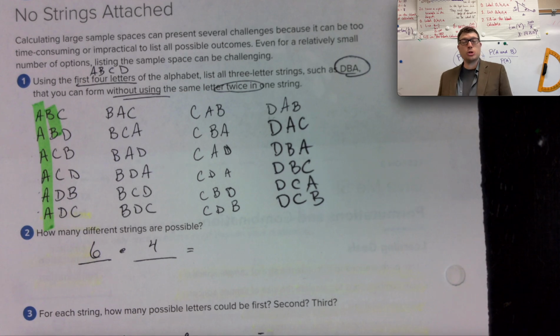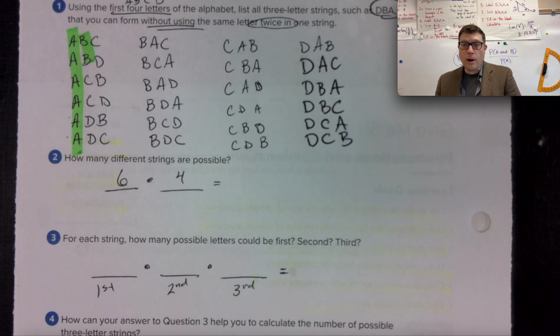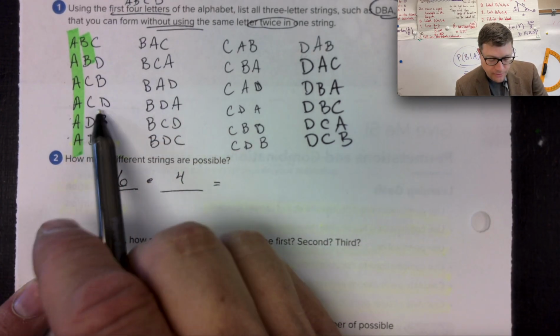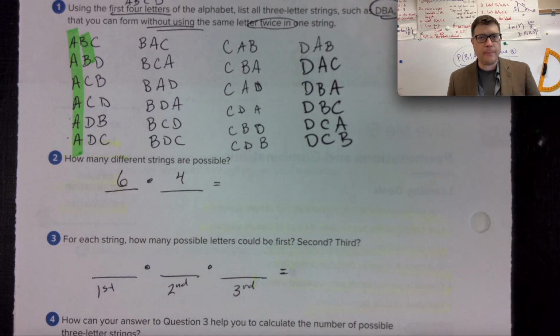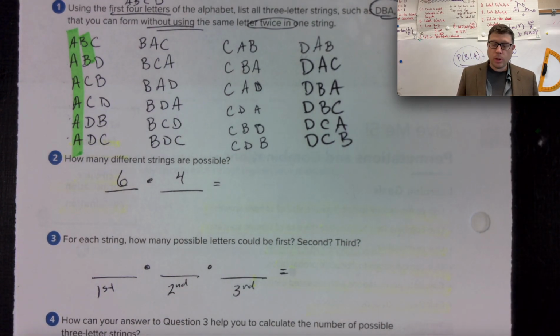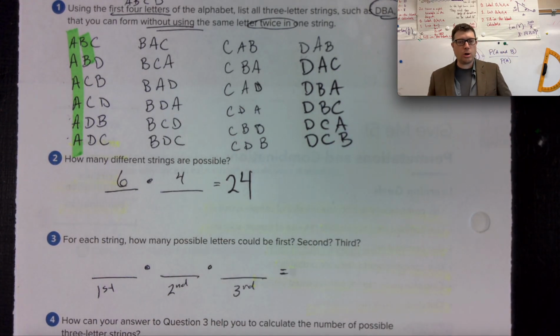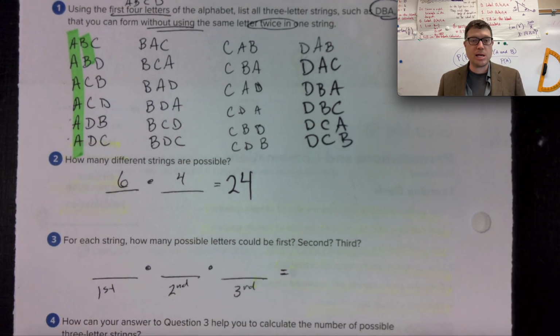How many different possible strings are there though? Here's the deal. There are 24. The way to tell is I have 1, 2, 3, 4, 5, 6, 12, 18. I can just straight up count them. But there's going to be some thinking that we're going to do to help explain where the 24, the 6 and the 4 in the multiplication process came from.